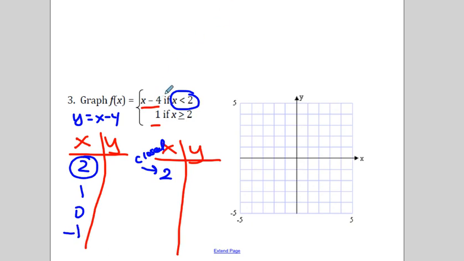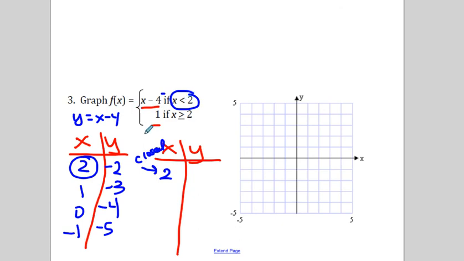And whatever function is listed here, y equals x minus 4, I plug my numbers in to get out my y value. So 2 minus 4 is negative 2. 1 minus 4 is negative 3. 0 minus 4 is negative 4. And negative 1 minus 4 is negative 5. So there is my top piece of my piecewise.